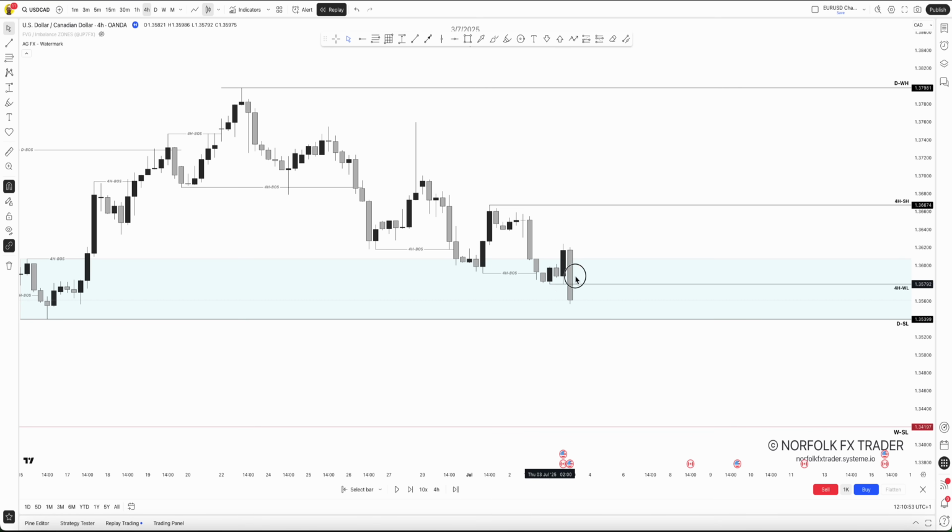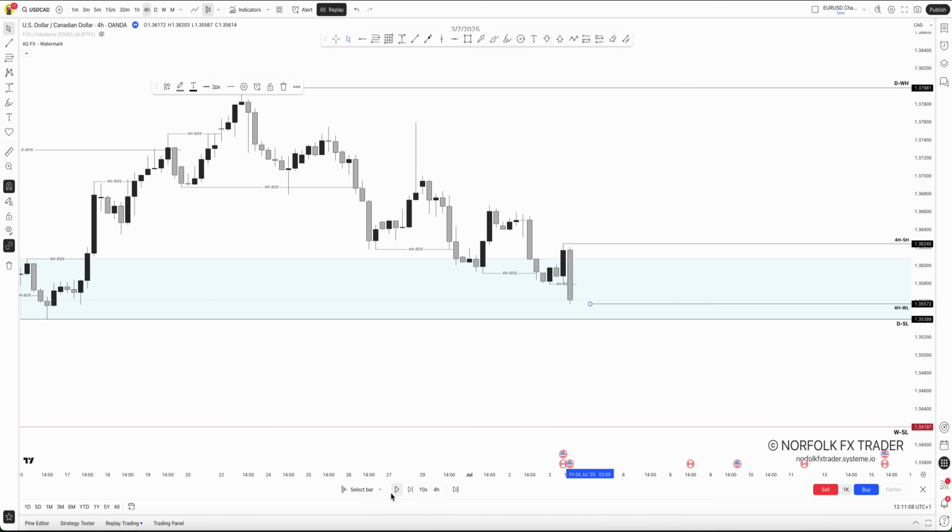Now we create another quick break of structure. Hope you're starting to follow along with how this works. So we'll mark this off as the next 4-hour break of structure. Our new high is here, and that's where we're looking for a reversal. So from this point, let's see if we can reverse bullish from here.